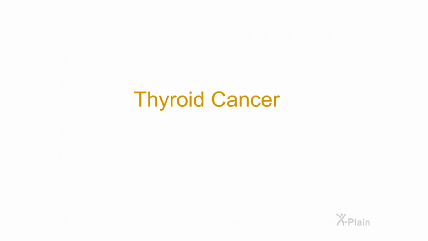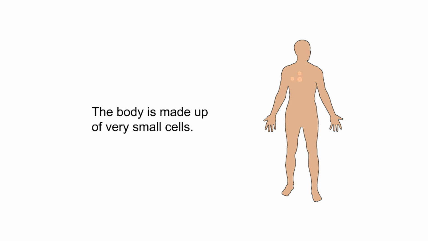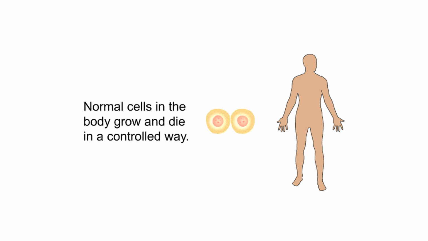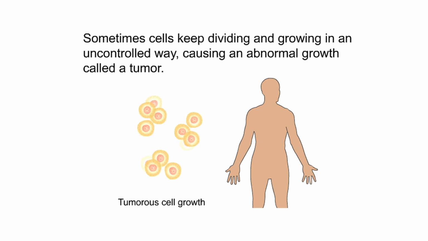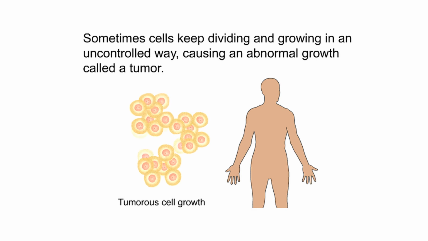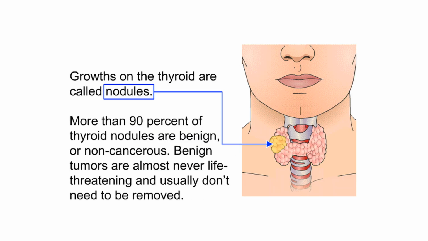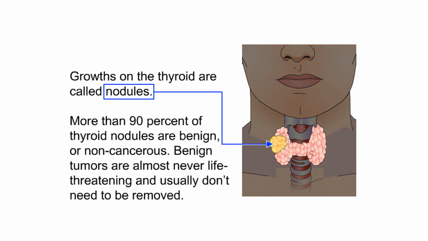Thyroid cancer. The body is made up of very small cells. Normal cells in the body grow and die in a controlled way. Sometimes cells keep dividing and growing in an uncontrolled way, causing an abnormal growth called a tumor. Growths on the thyroid are called nodules. More than 90% of thyroid nodules are benign or non-cancerous. Benign tumors are almost never life-threatening and usually don't need to be removed.